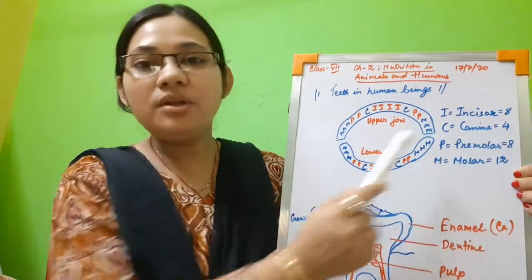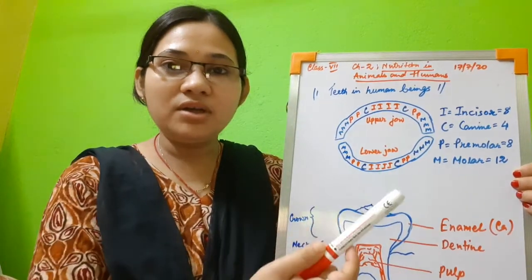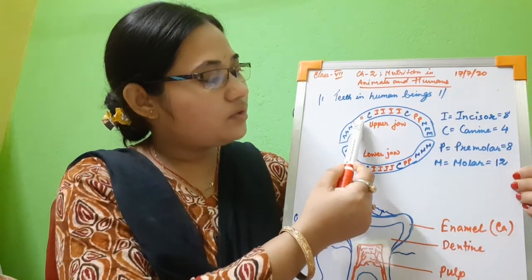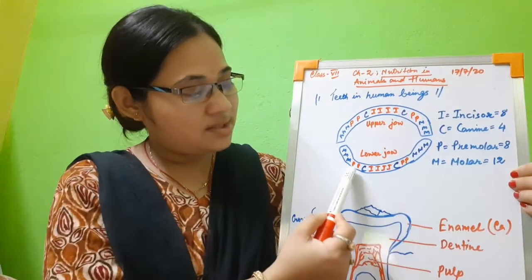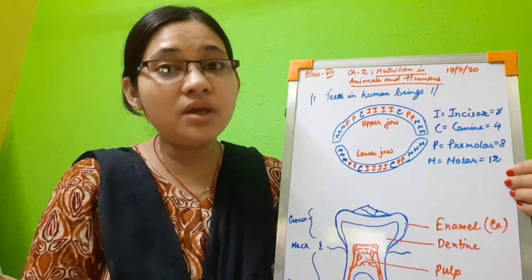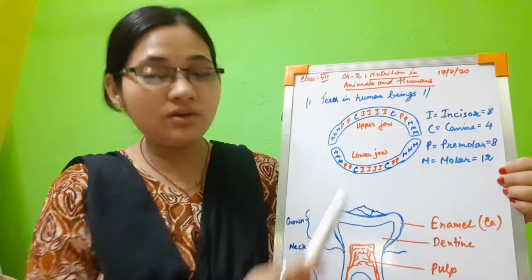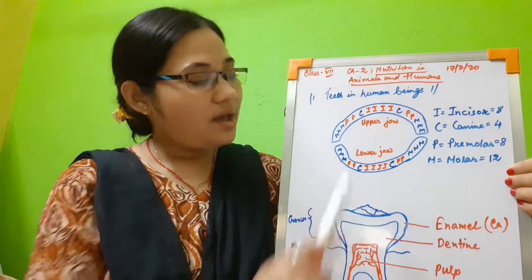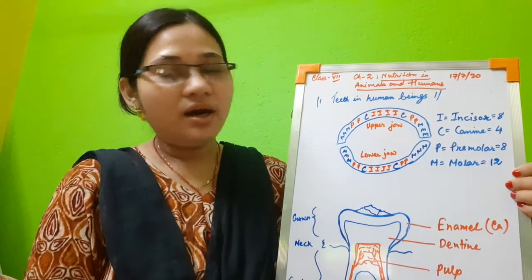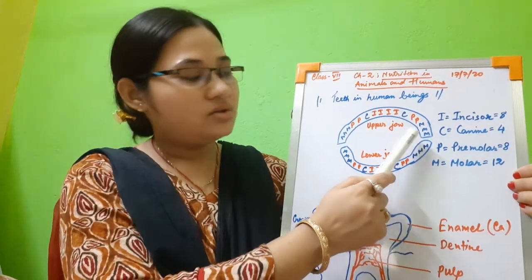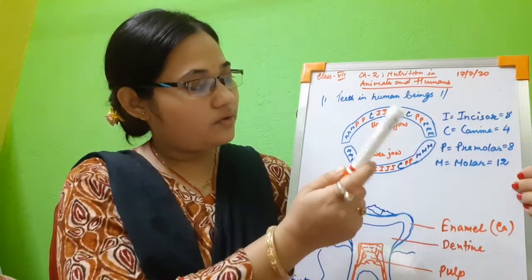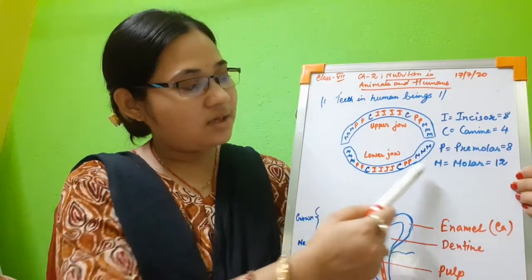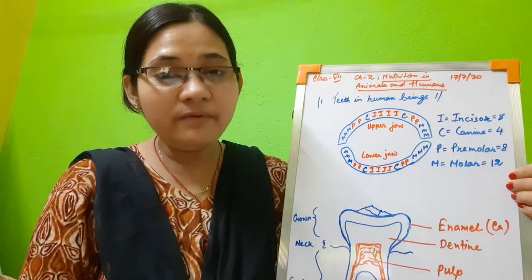Now what about the premolars? Just after canine are the premolars, 1, 2, 3, 4, 5, 6, 7, 8. So there are 8 premolars. By the help of P you can denote it to premolars. And next to the premolars are the molars. So how many molars are there? 1, 2, 3, 4, 5, 6, 7, 8, 9, 10, 11, 12. So there are 12 molars.